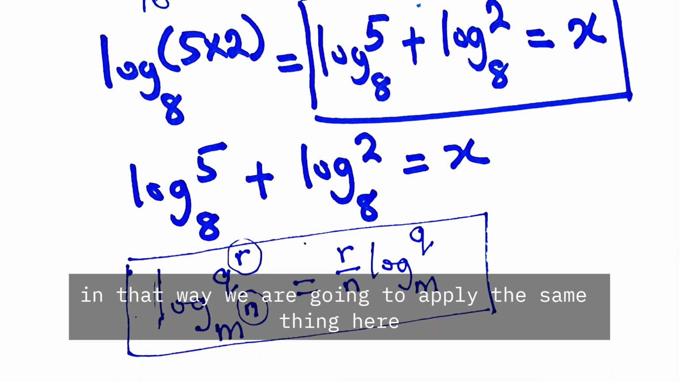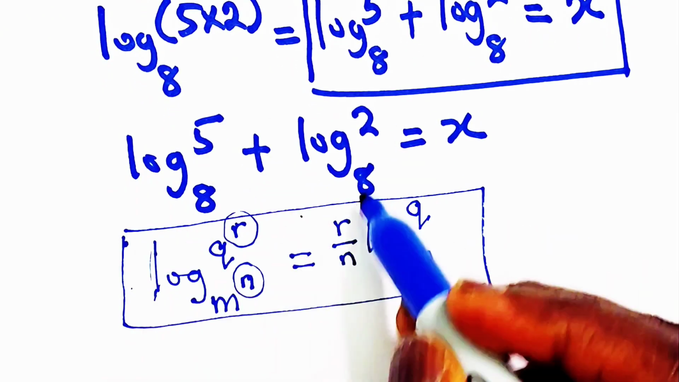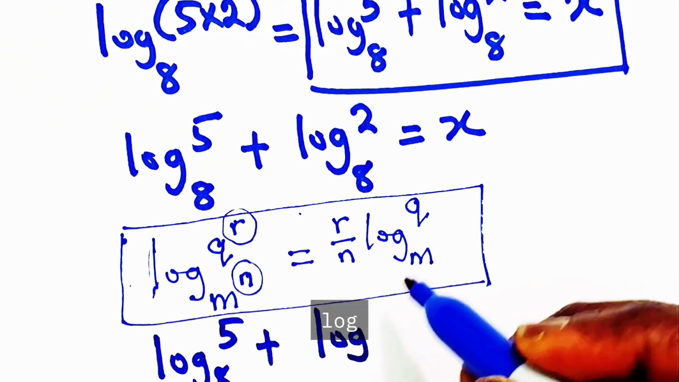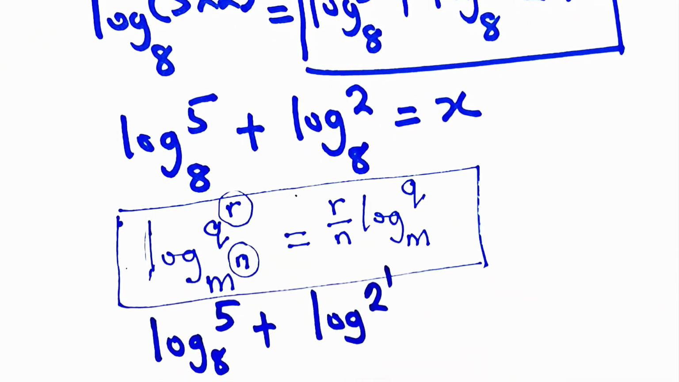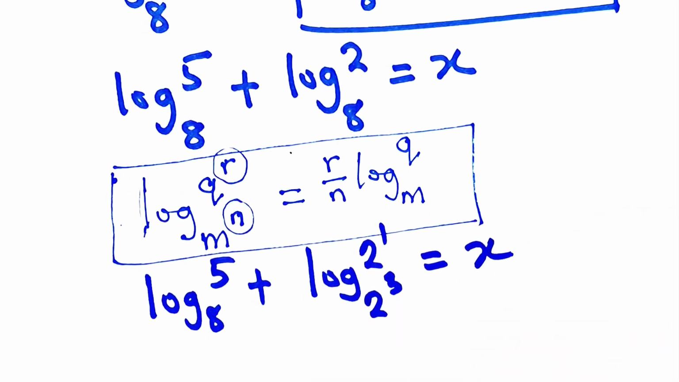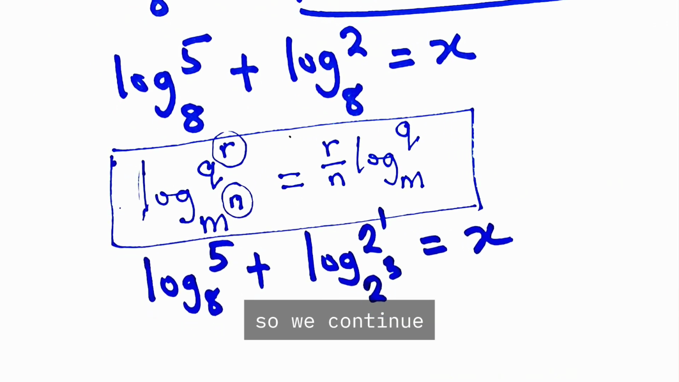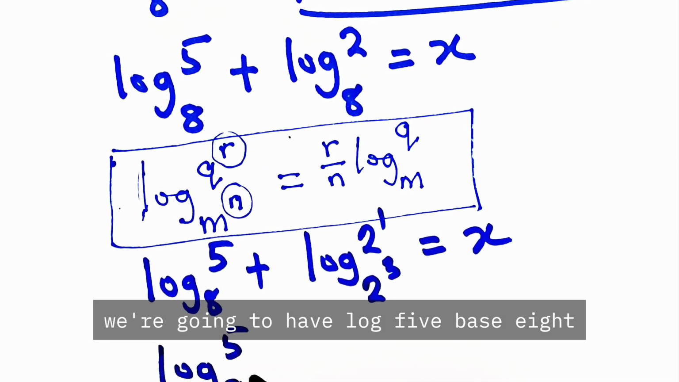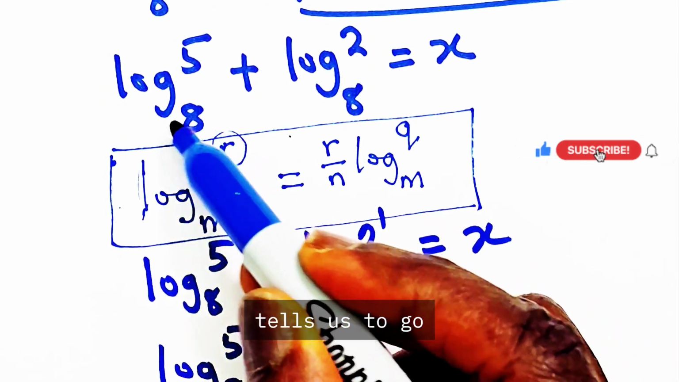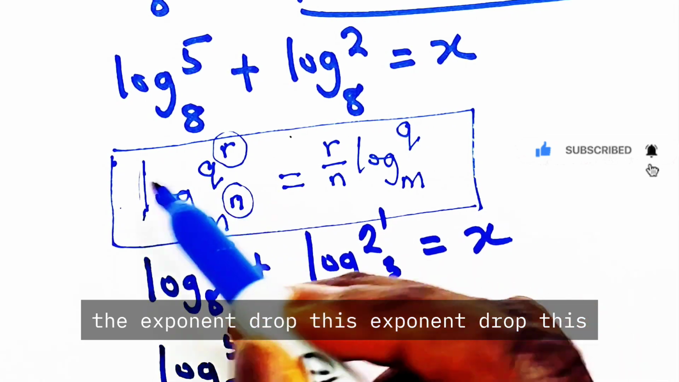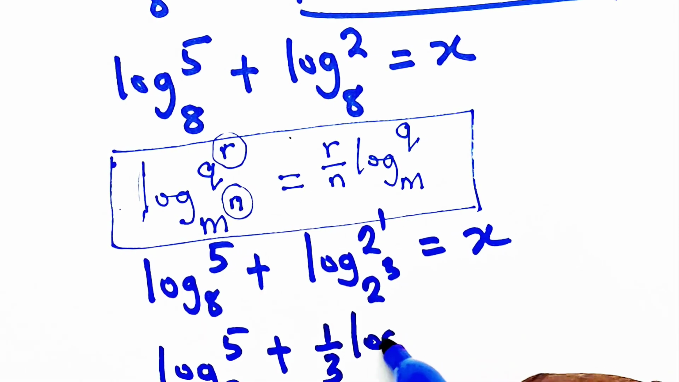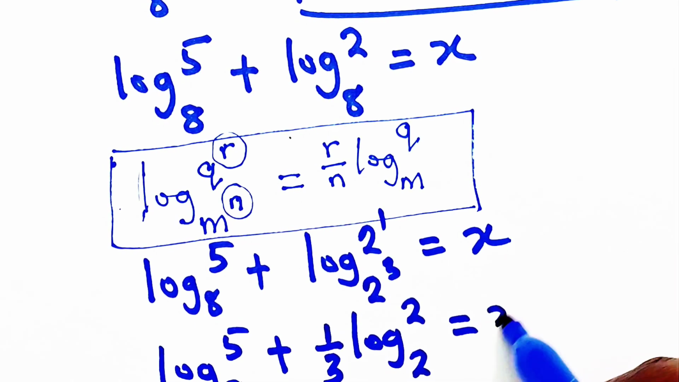In that way, we are going to apply the same thing here. If we continue solving from here, we have log 5 base 8 plus log, where 2 can be turned into 2 raised to power 1, and the base 8 can be turned into 2 raised to power 3, everything equals x. So we continue with the same rule that tells us to drop the exponents. When we drop the exponents, we're going to have 1 over 3 log 2 base 2 equals x.